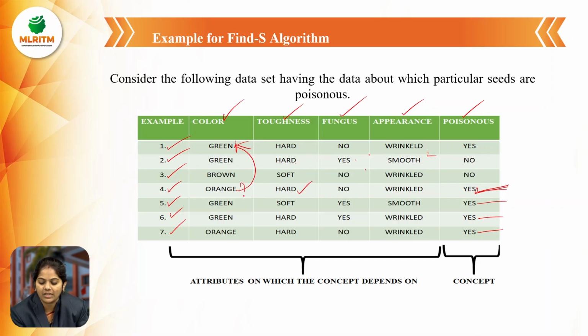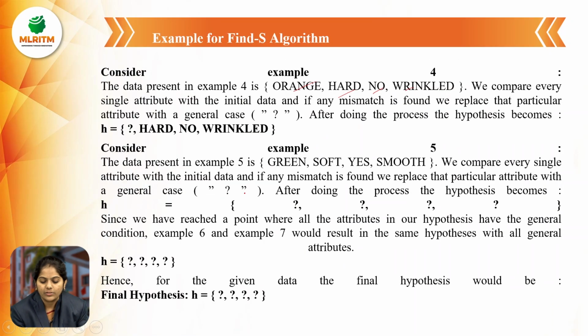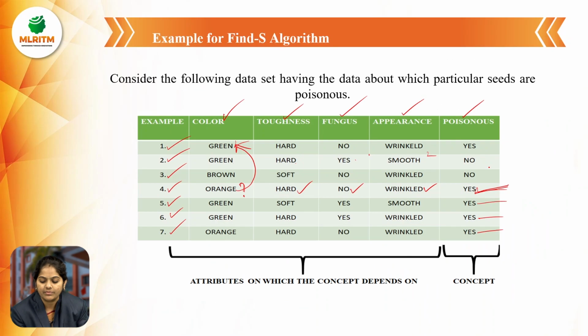And here we have fungus as no. We'll keep the same. And wrinkle is same. So we'll keep the same. So the one question mark will be here. So the final hypothesis after comparing the first example with the fourth example will be question mark, hard, no, wrinkle. Okay. And next we'll consider the example 5.